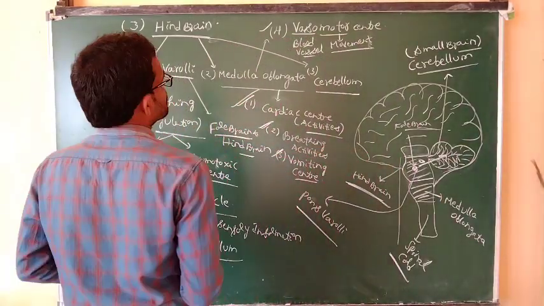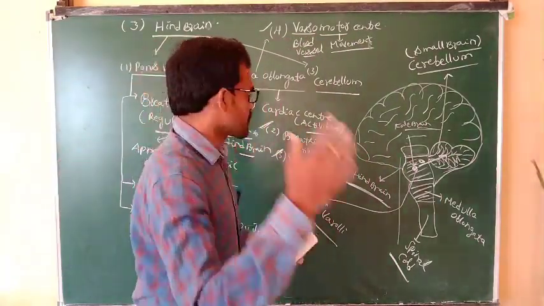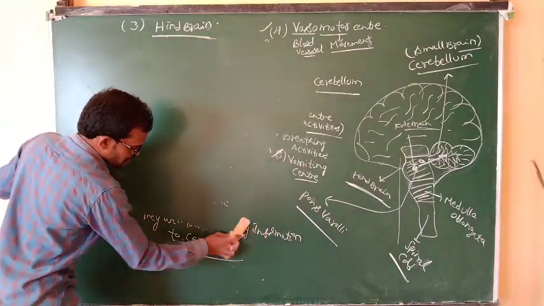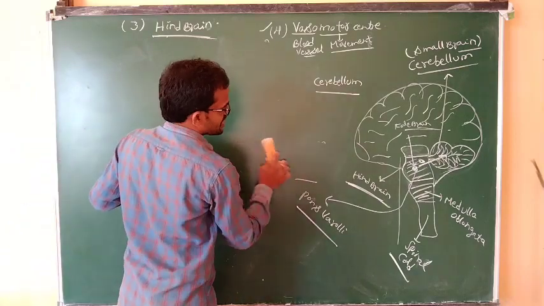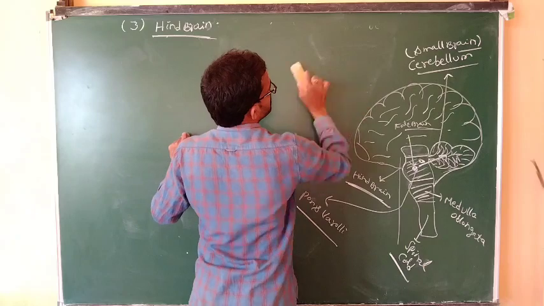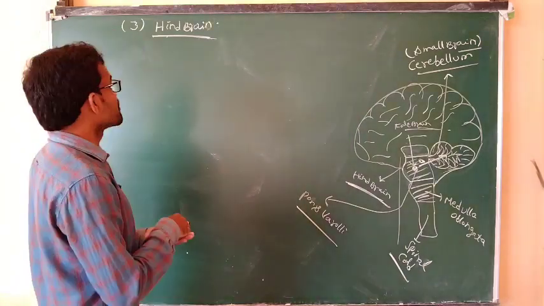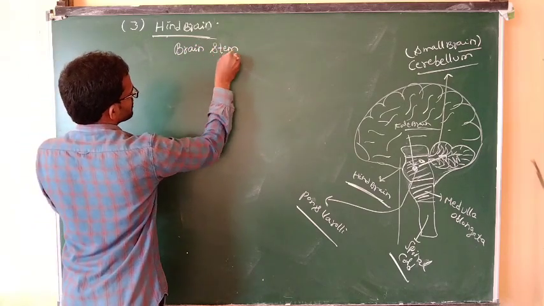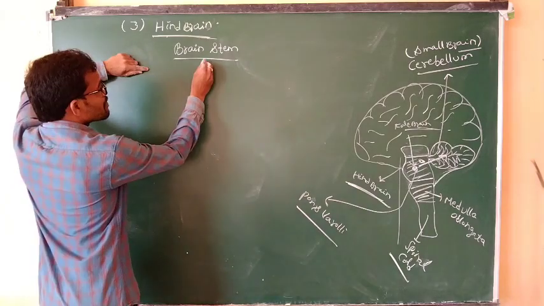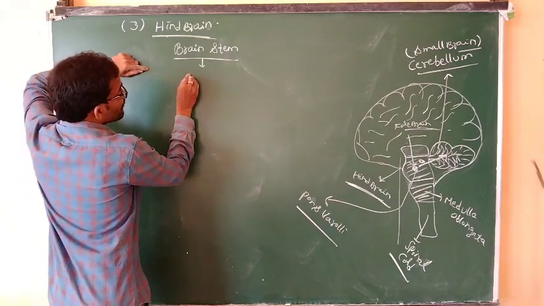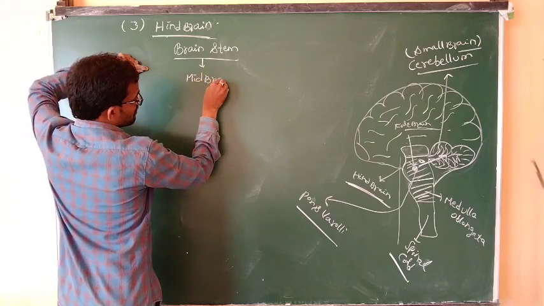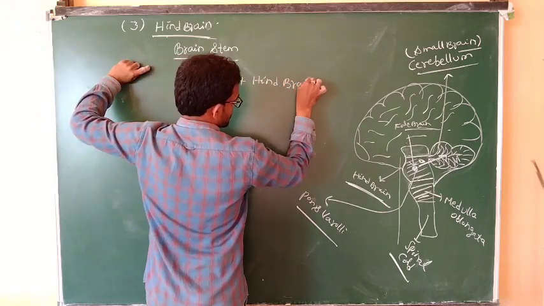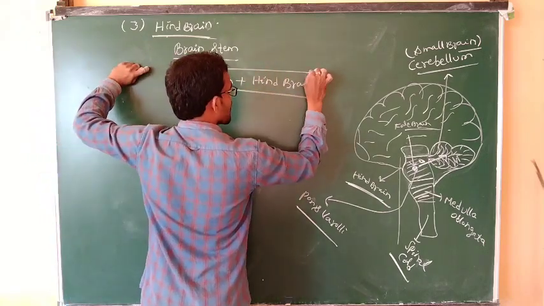Coming to the next important one, it is known as the brainstem. What is the meaning of brainstem? They indicate the hindbrain only as the brainstem. What is known as brainstem? Brainstem means midbrain plus hindbrain. Midbrain plus hindbrain is known as the brainstem.